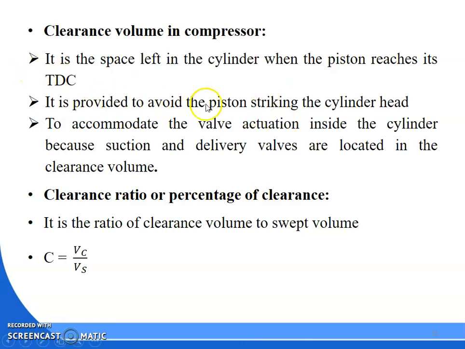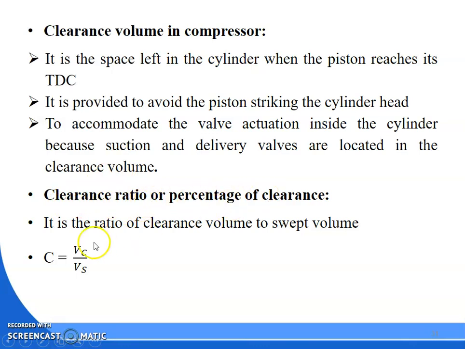Why is it provided? It is provided to avoid the piston striking the cylinder head. If no clearance is given, the piston will directly strike the cylinder head, so to avoid that, the clearance volume is given. Also, the valve actuation is accommodated in the clearance volume, so the suction and delivery valves are also located there. First, we will discuss the clearance ratio, or percentage of clearance.